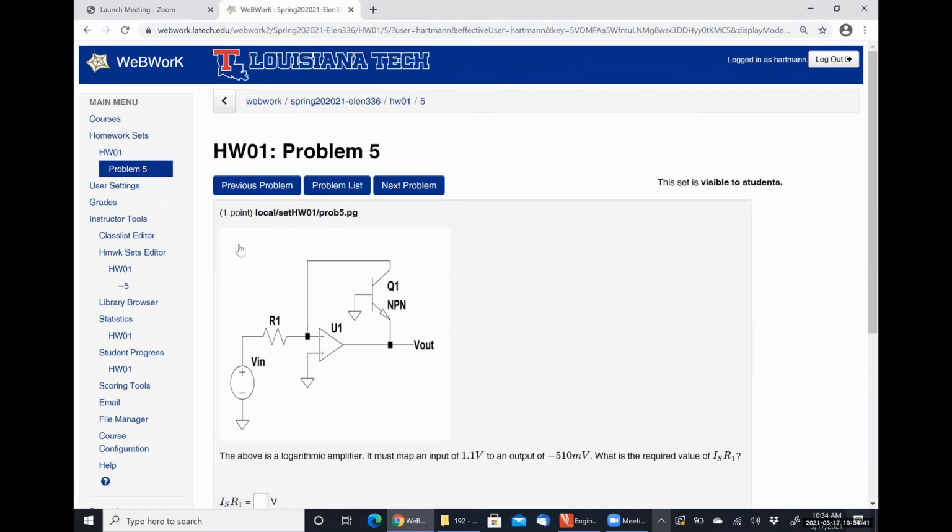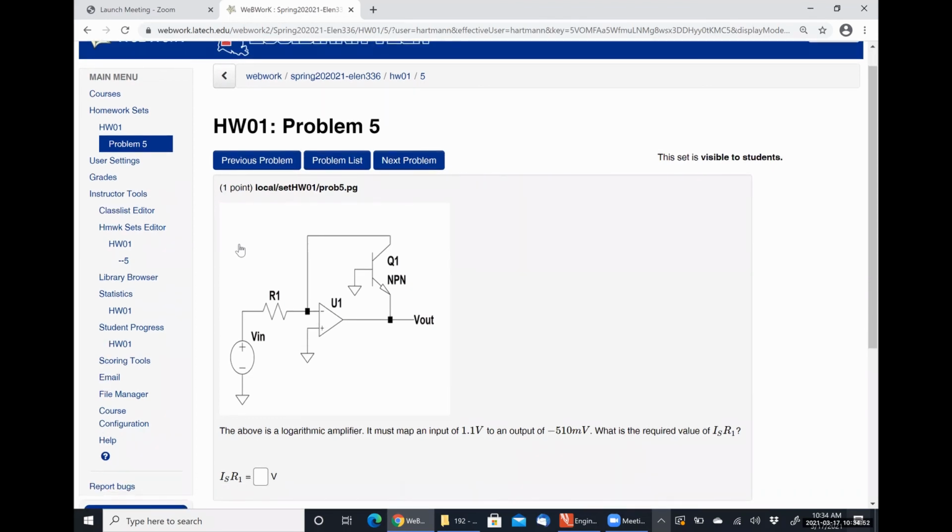Problem 5, we have a logarithmic amplifier. It's got an NPN transistor, so it's the one we covered in class. You're given the out, you're given the in, and you are trying to find the quantity IS times R1. So I feel like that's going to be pretty straightforward because there's not that many variables in that equation.